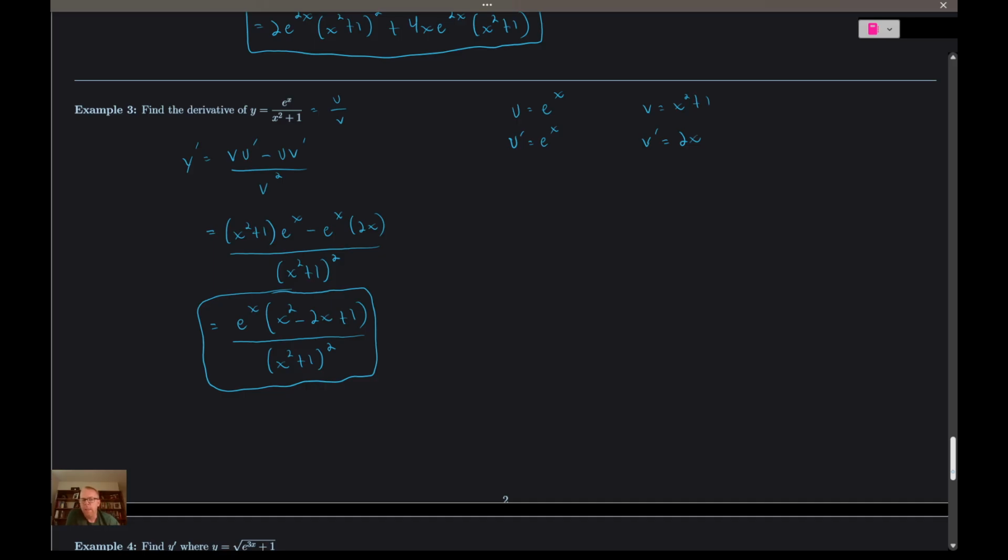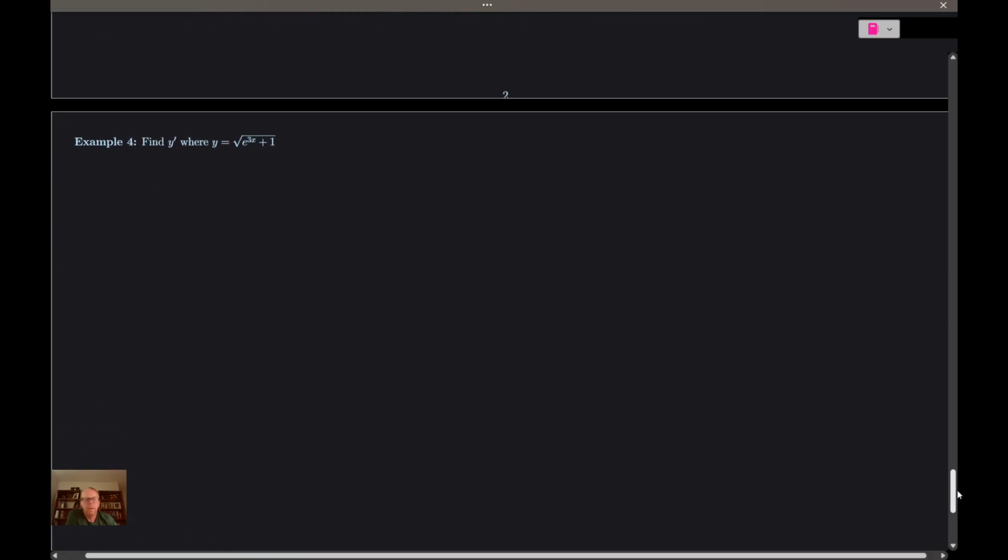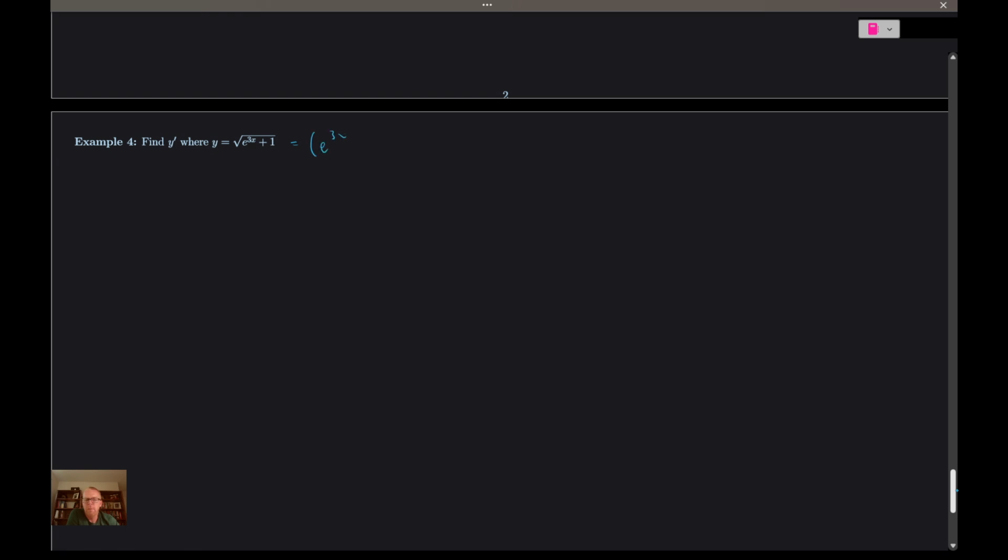All right, so combining a couple of things here. We didn't really use a chain rule here, but we did use a quotient rule. We used the exponential rule, the exponential derivative. All right, let's look at this one. So this one is a pretty straightforward chain rule with an exponential function. So let's rewrite this with an exponent.